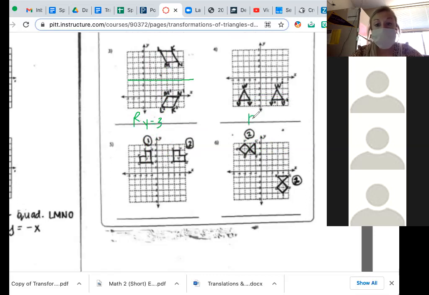Number 4, most of you got right. That was a reflection over the y-axis. Please don't just put RY. I don't know what that means. Did you mean a y equals line? Did you mean the y-axis? Put y-axis, okay?